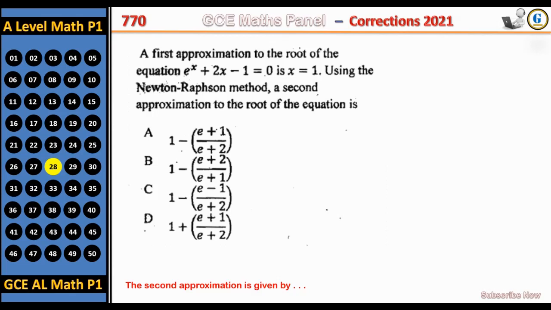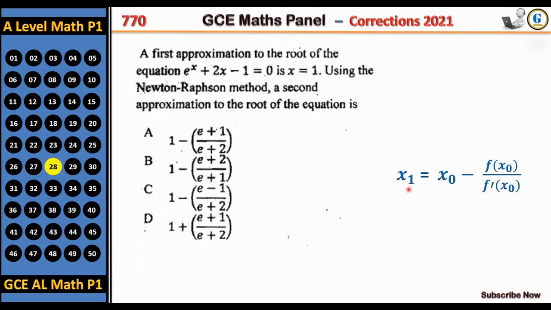So the first approximation is the first root. It is always denoted x0. So we need a second approximation, and the second approximation is denoted x1, which is equal to x0 minus f of x0 over f prime of x0.